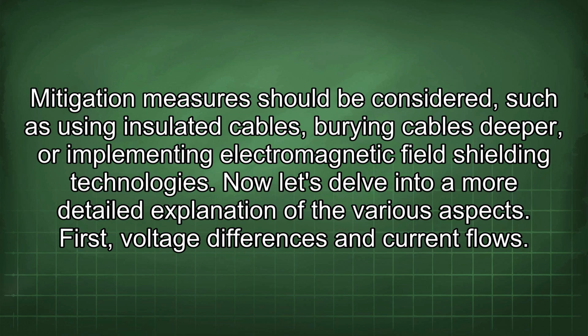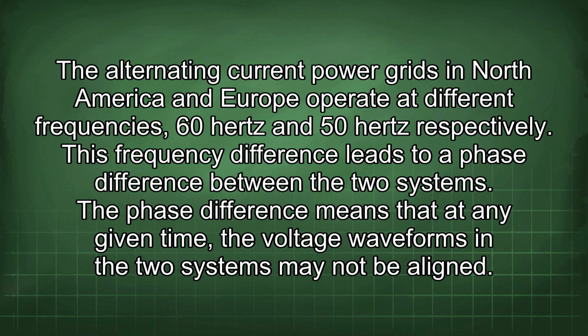Now let's delve into a more detailed explanation of the various aspects. First, voltage differences and current flows. The alternating current power grids in North America and Europe operate at different frequencies, 60 Hz and 50 Hz respectively. This frequency difference leads to a phase difference between the two systems.